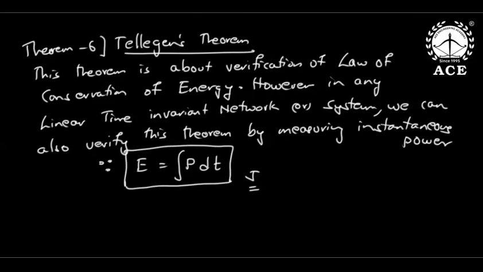Actually, it is law of conservation of energy only, sir. No one can violate. Energy can neither be created nor destroyed, but you can convert or transform into different forms. But in a time invariant steady state network, we can also measure power at an instant and prove it. That means what we have to prove is that power delivered by the sources is power absorbed by the sinks. So either energy over a period or power at an instant.